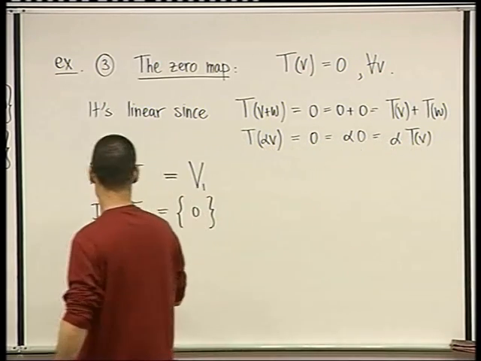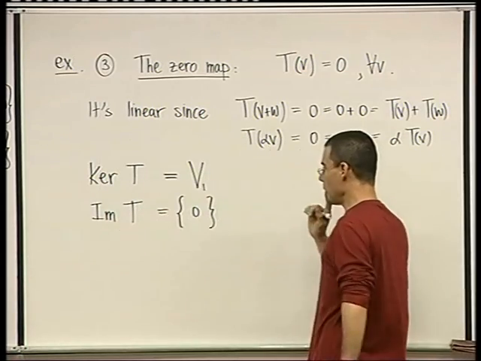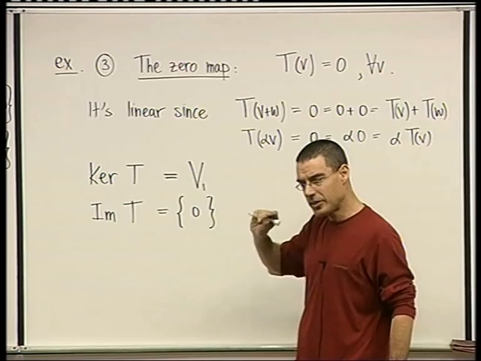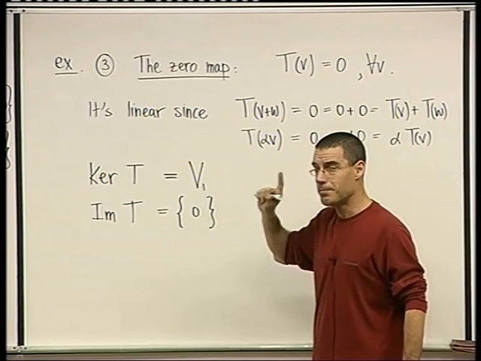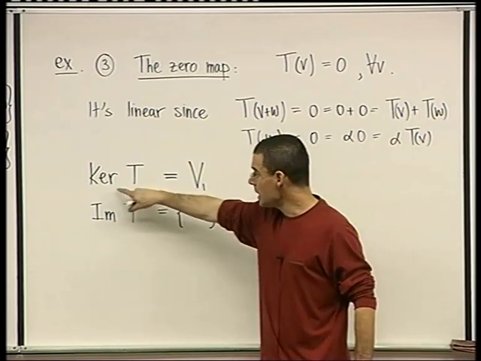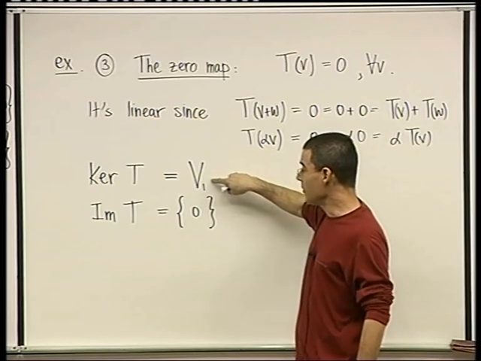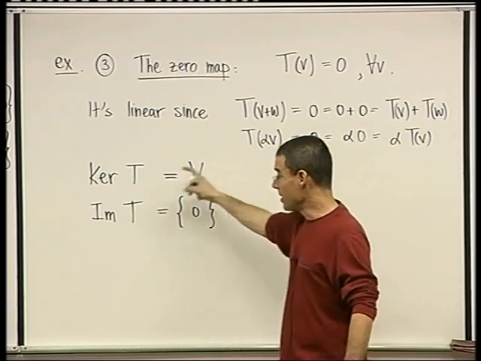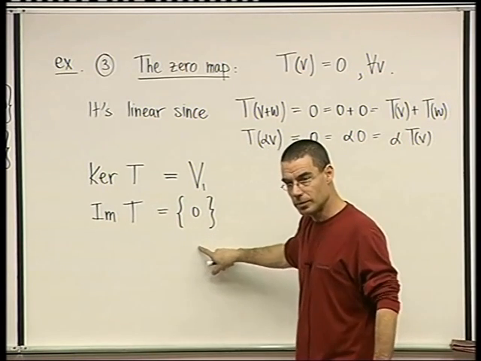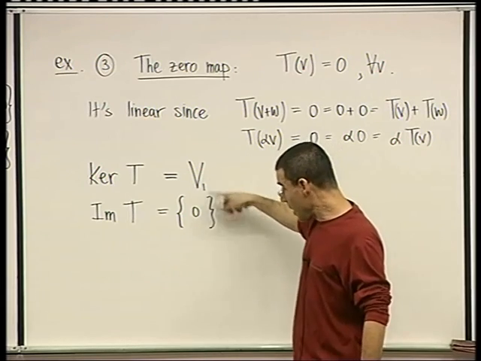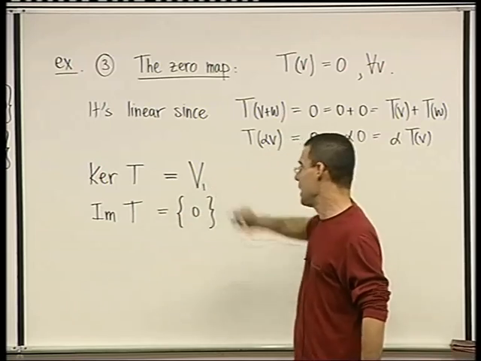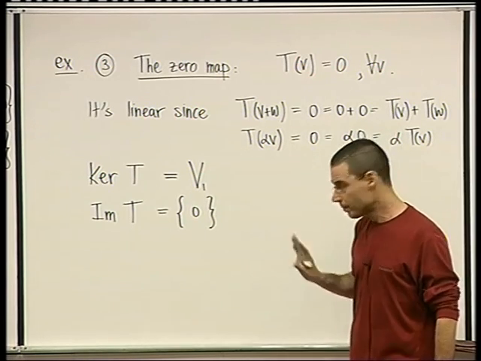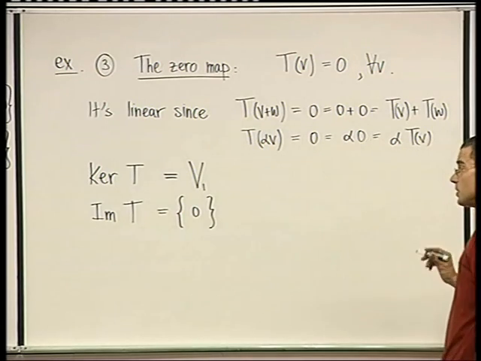Let's do another example. But before that, I want to mention one thing. Pay attention. We're going to get there in a couple of lessons, but pay attention to dimensions here. In the zero map, the dimension of the kernel is whatever the dimension of V1 was. It's the full dimension. Whereas the dimension of the image is zero. The sum of these dimensions adds up to the dimension of V1. Do you agree? That's not a coincidence. That will show up later, but do pay attention to this in other examples as well.